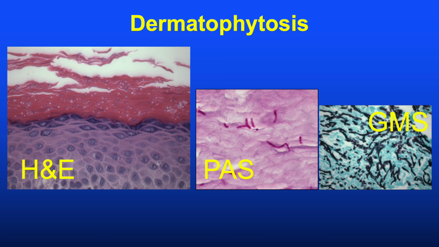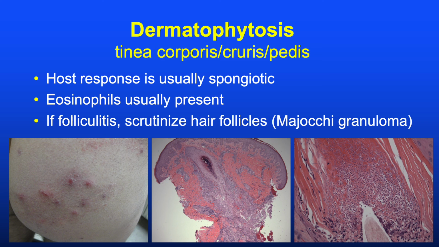And along the lines of pathogens, dermatophytosis and other superficial fungal infections are typically associated with a spongiotic dermatitis. So the use of fungal stains is routine in this area. Typically, it's a spongiotic dermatitis with eosinophils, and it's important to remember to look at the hair follicles. Sometimes the stratum corneum will be negative, but the organisms will be present, sometimes plentiful, but only within the follicular canals, so-called Majocchi granuloma.